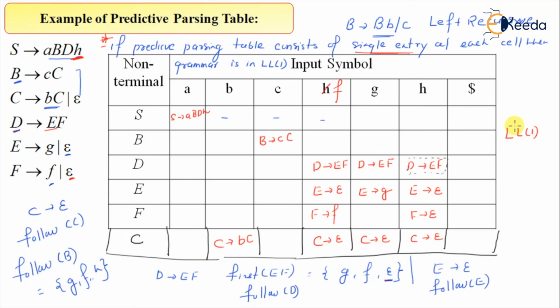Okay, so later we'll see more examples of LL1, but this is the two-part construction of the parsing table. We have done it, and whether the grammar is LL1 can also be found out by using this table.